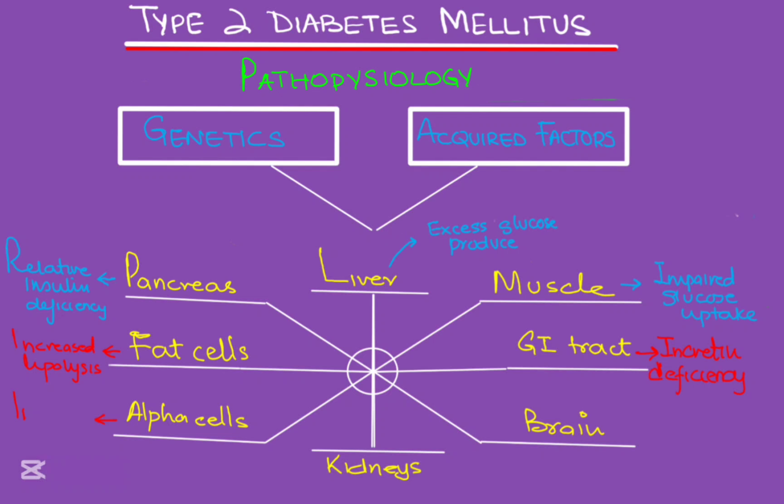Then comes the pancreatic alpha cells. Instead of lowering glucagon levels in response to high blood sugar, these cells become dysregulated, releasing excessive glucagon. This signals the liver to keep producing glucose even when it's not needed, further worsening hyperglycemia.